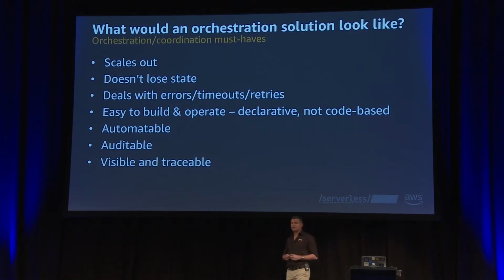So if we were going to fix this, what would we do? First of all, if we're going to have a coordination and orchestration system, we must have scale out. It needs to be able to handle that 5 billion calls per second that we were talking about during the keynote. It needs to not lose state. It needs to be able to run for a long time and handle errors and retries. It needs to be able to handle exponential backoff. It needs to be really easy to build and define and deploy. I don't want to have to write any code. I want it to be declarative. It needs to be automatable and auditable, and it needs to be visible and traceable.